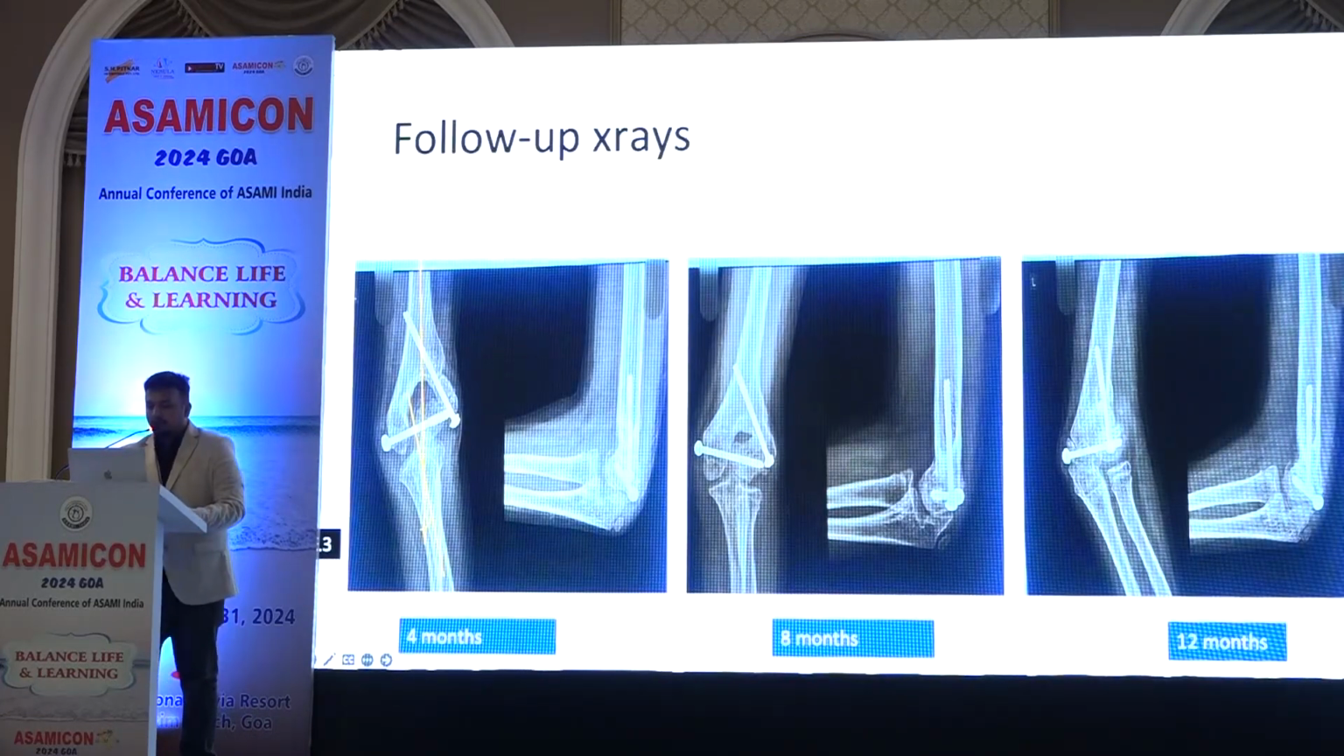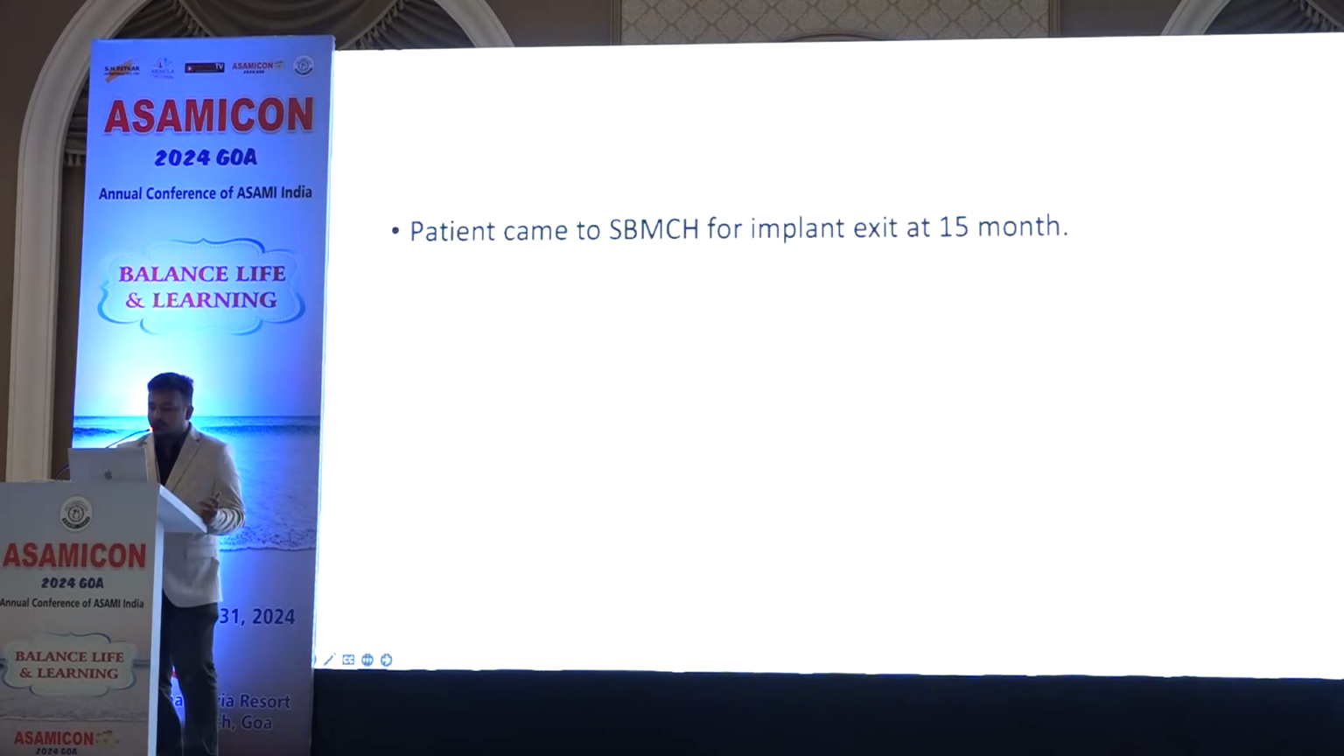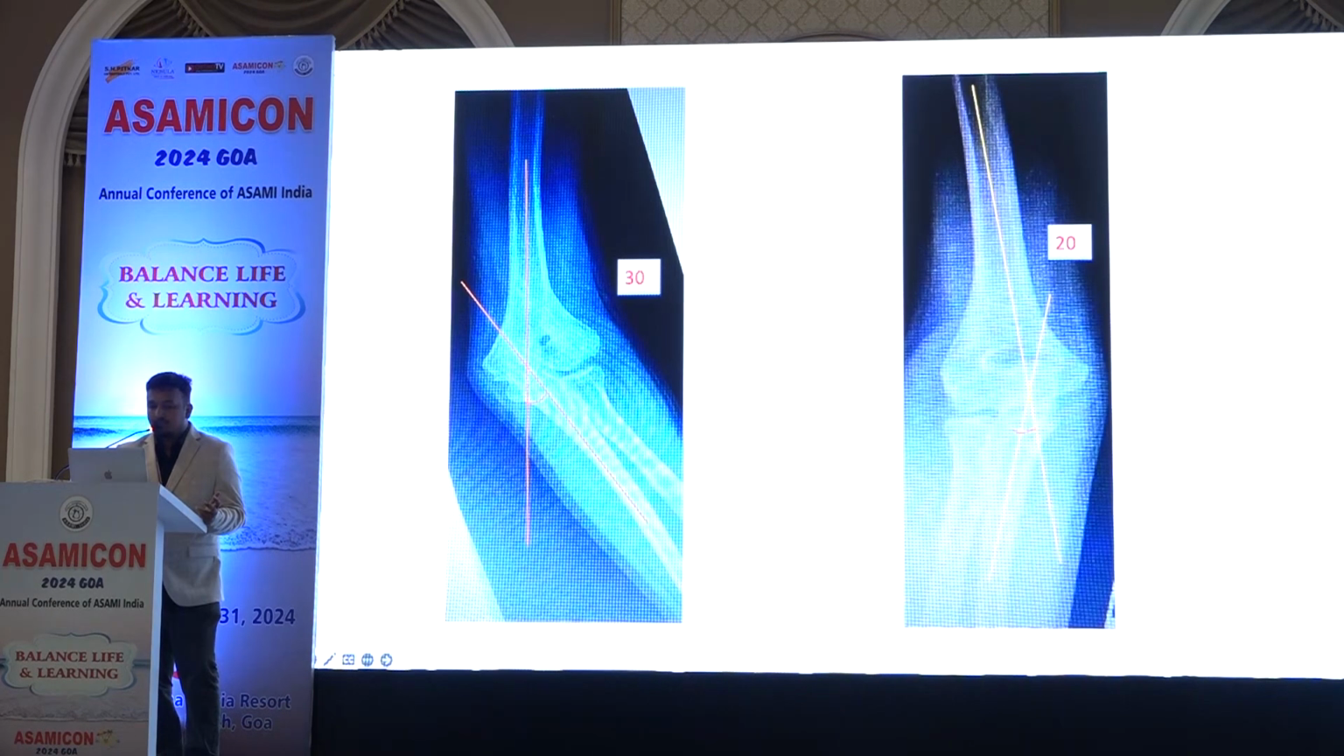We followed up the patient for a period of up to 1 year, where you can see obviously the carrying angle is being maintained, and we suggested the patient come for implant exit around 8 months, when the carrying angle was 20 to 25 degrees. But the patient was lost to follow-up, and she turned up to our OPD only 15 months later, and the carrying angle had increased to 30 degrees. So we had no other option but to plan for implant exit. So at 15 months she came to our OPD. This was the X-ray which was taken post-operative to the implant exit.